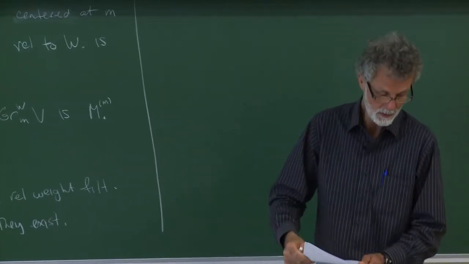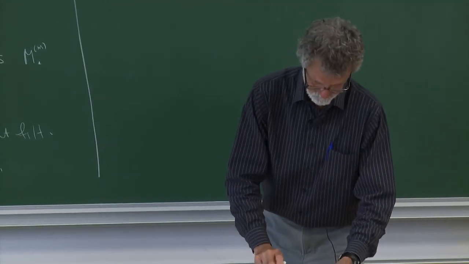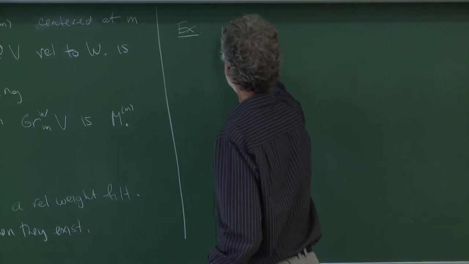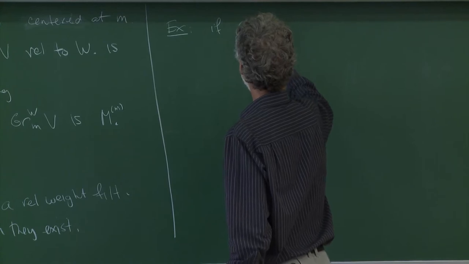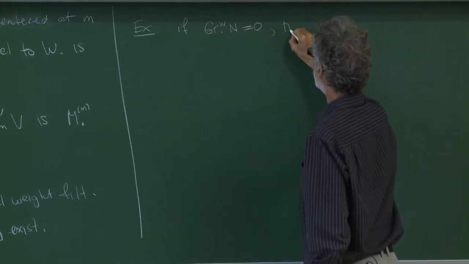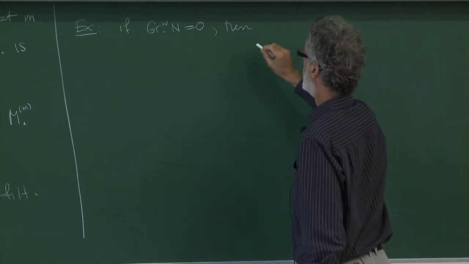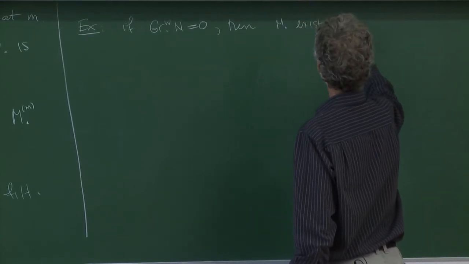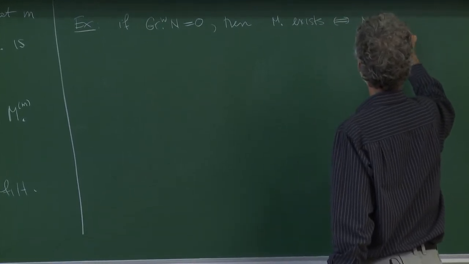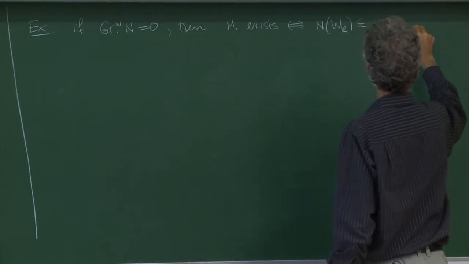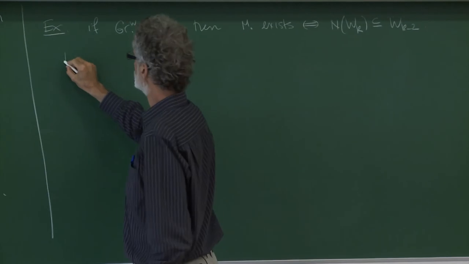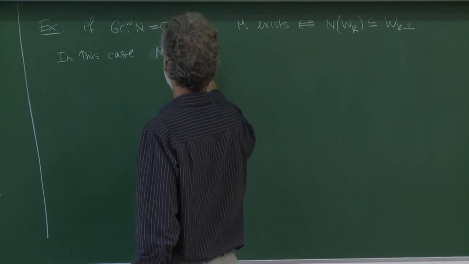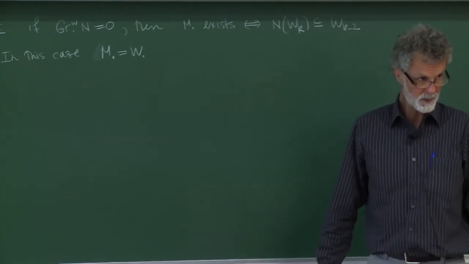And so let me do a little example here. If graded W dot of N is equal to 0, then you can easily check that M dot exists if and only if N of W_k is contained in W_{k-2}. And in this case, M dot equals W dot.